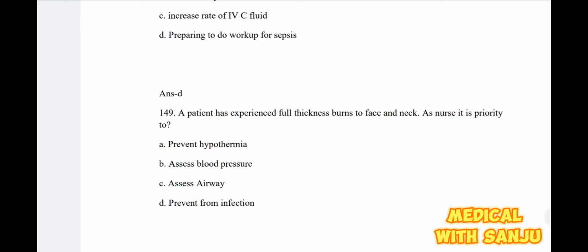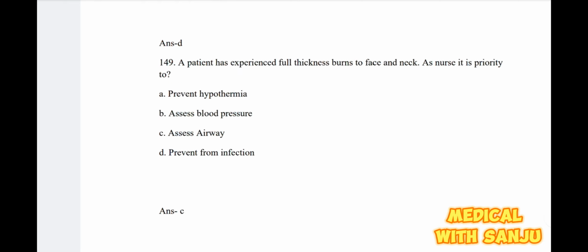Question number 149. A patient has experienced full thickness burn to face and neck. As a nurse, it is priority to option A, prevent hypothermia. Option B, assess blood pressure. Option C, assess airway. And option D, prevent from infection. The right answer is assess airway. Option C is right answer.